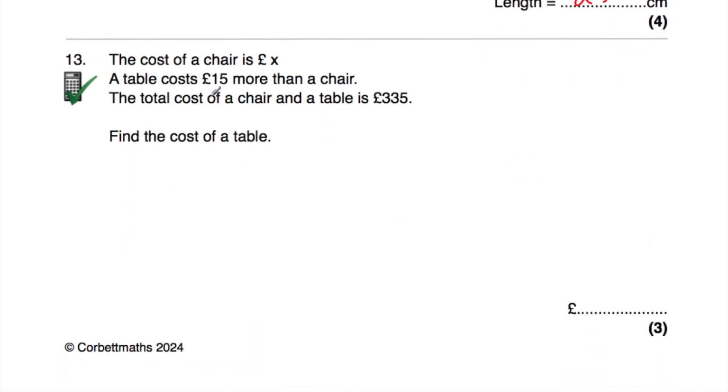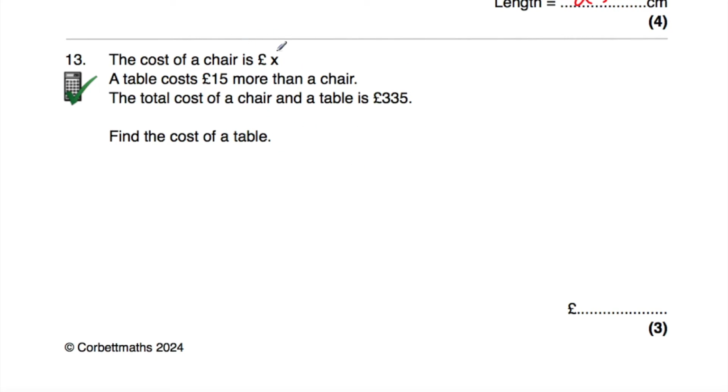Okay, so question number 13, we're told the cost of a chair is X pounds, and the cost of a table is £15 more than the price of a chair. That's quite reasonable for a table, actually. And the total cost of the chair and the table is £335, and we've been asked to calculate the cost of the table. Okay, so it's a calculator question, but let's get started with this, and I think perhaps we'll be able to solve this one without a calculator quite nicely, but let's have a look and see.